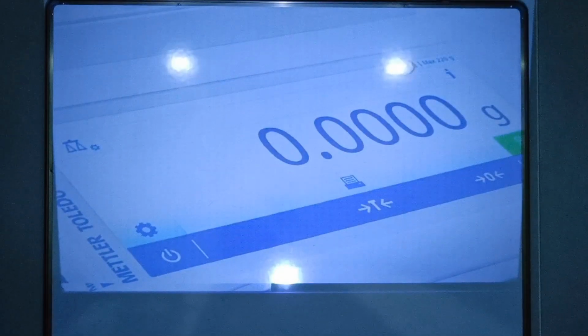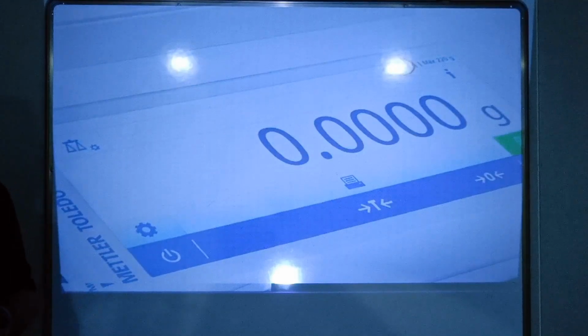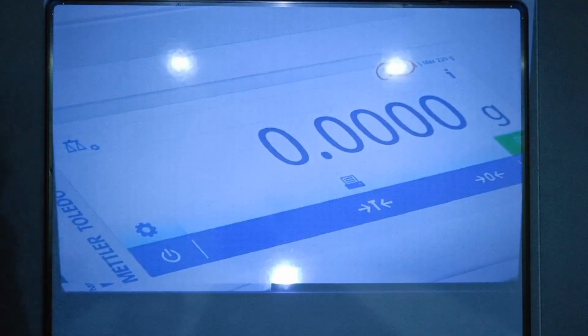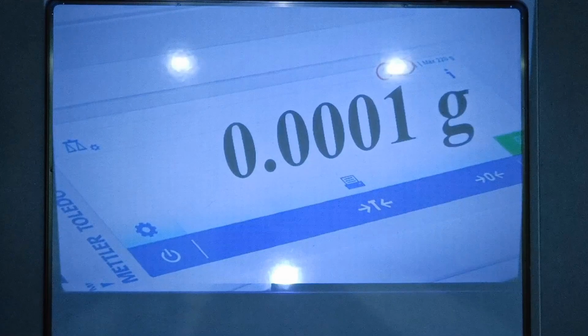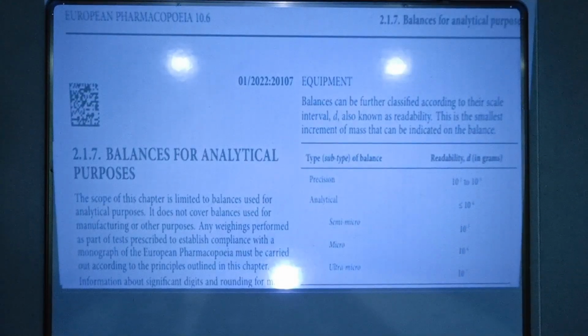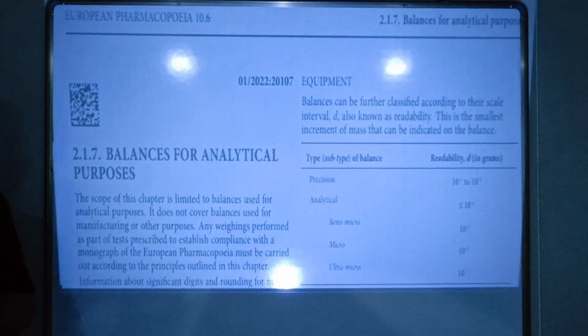Here, the readability of this balance is 0.0001 and it is denoted by small d. So, the minimum value displayed by this balance is 0.0001 gram. Now, how are these balances classified based on readability?